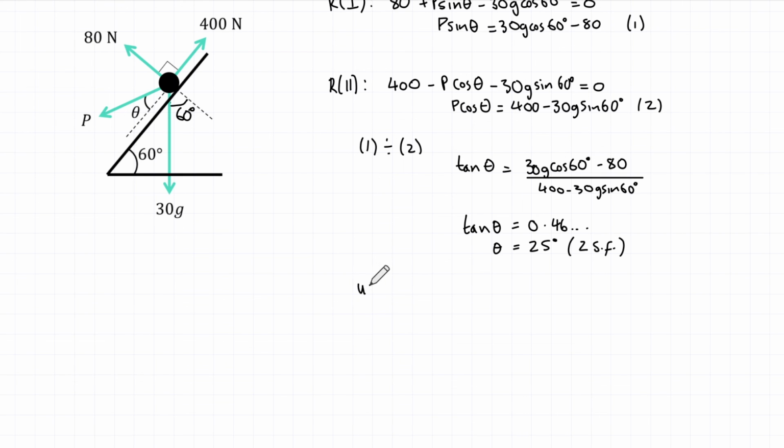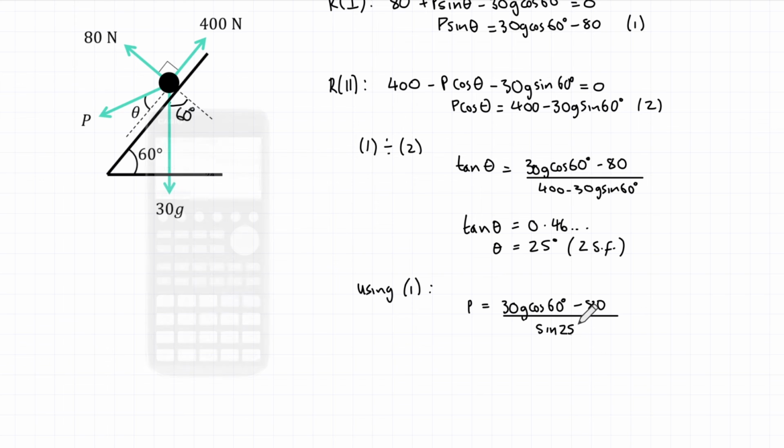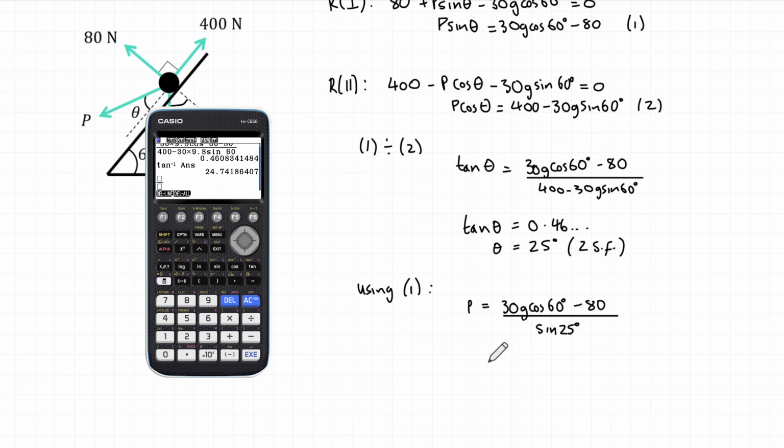Next, we'll sub back into equation 1. Dividing through by sine theta gives us P equals 30g cos 60 degrees minus 80 over sine 25. Remember to use the exact value for sine 25. If we sub that in, we get 160 newtons to two significant figures.